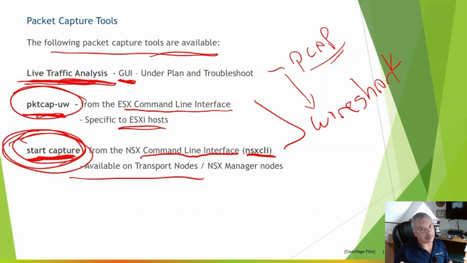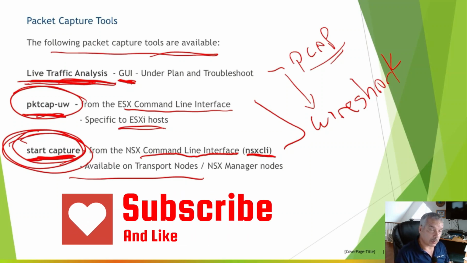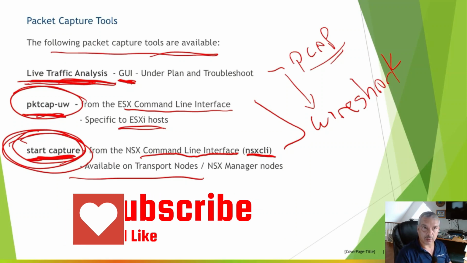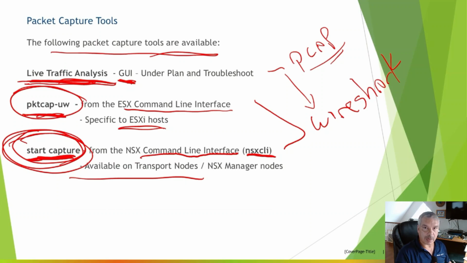So I'm going to say this. If you had a KVM host, you could actually use the start capture command. Now, again, we all know KVM transport nodes are no longer supported in 4.x. So I wanted to get that out there before people start freaking out. But prior to version 4, this start capture command was kind of cool because you could use it on your host or your KVM, but it also works on your NSX edges. And it also works on your NSX manager nodes.